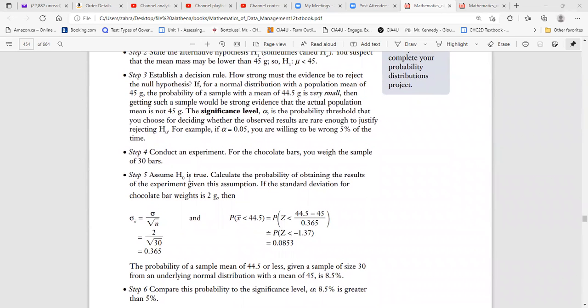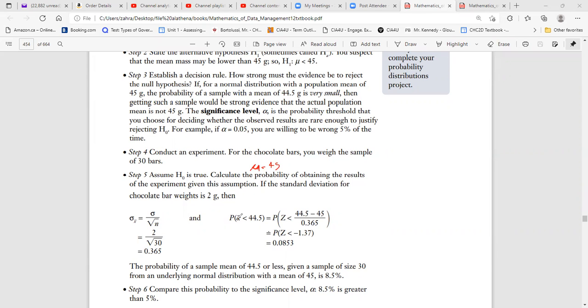So we're assuming the null hypothesis is true. When the null hypothesis is true, it means mu is equal to 45. So the mean value, here, mu is 45. This is your null hypothesis. We consider that to be true.